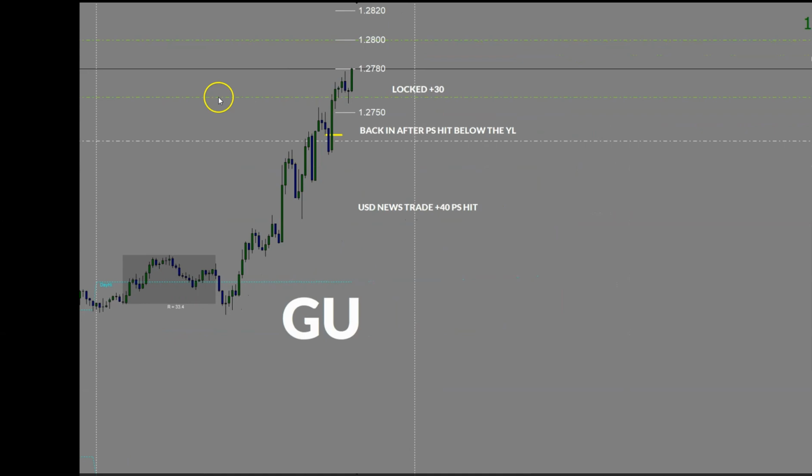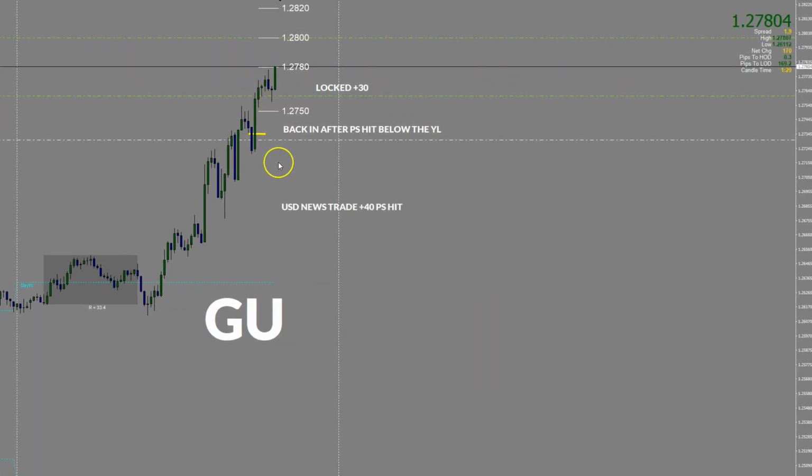All right, so GU has finally started to move off this sideways channel that it's been trading in and stuck in. I've now locked in 30 pips on this pair as I target up here at 2800. It looks pretty good at the moment. It's now just coming through 2780, so it just has 20 pips to go. We'll see what happens. Worst case scenario, come out 3 to 1 with 30 pips on this move.